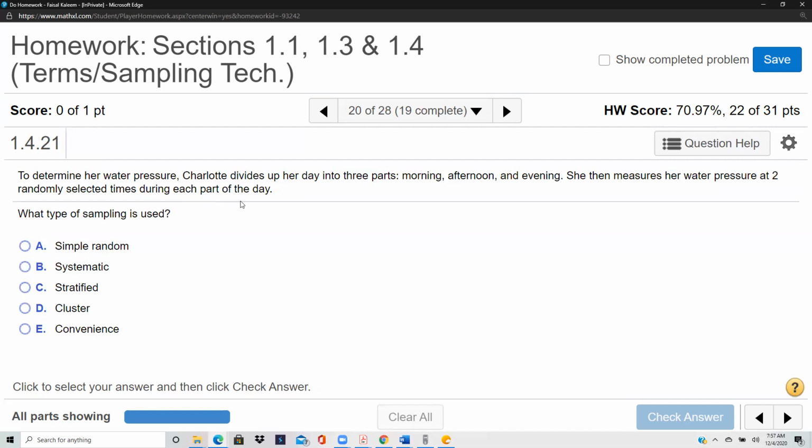Determine her water pressure. Charlotte divides up her day into 3 parts: morning, afternoon, and evening. She then measures her water pressure at 2 randomly selected times during each part of the day. So first, the day is divided in 3 parts. Those are like the groups: the morning, afternoon, and evening. And then from each of the groups, 2 times were selected. So at the first level, all the groups were selected because morning, afternoon, and evening all were selected. But at the second level, only a couple of times were selected from each group. So everything at the first level, a few at the second level, that's stratified.